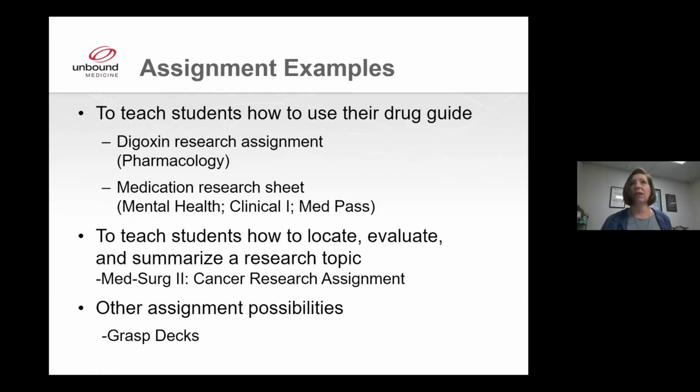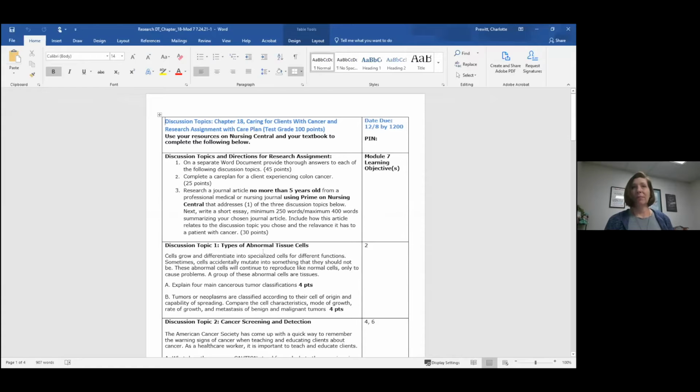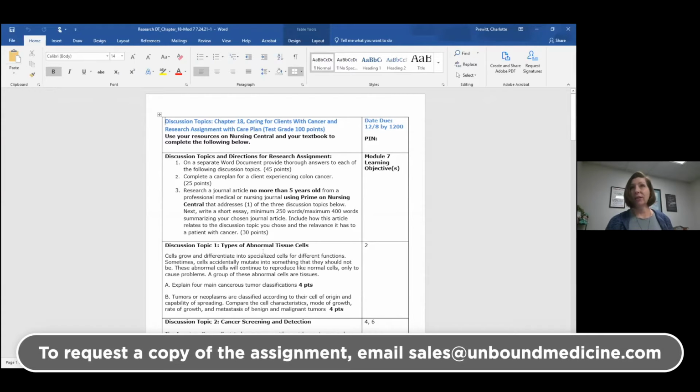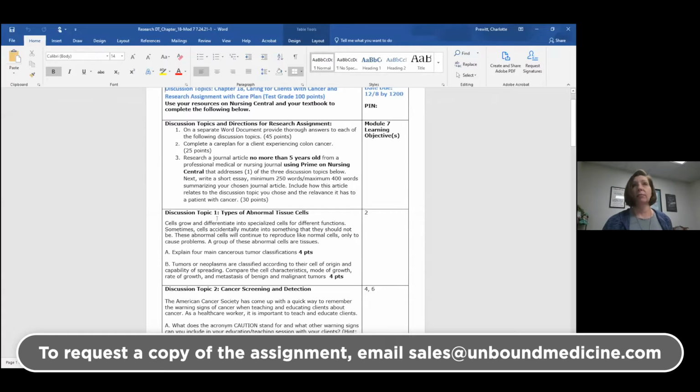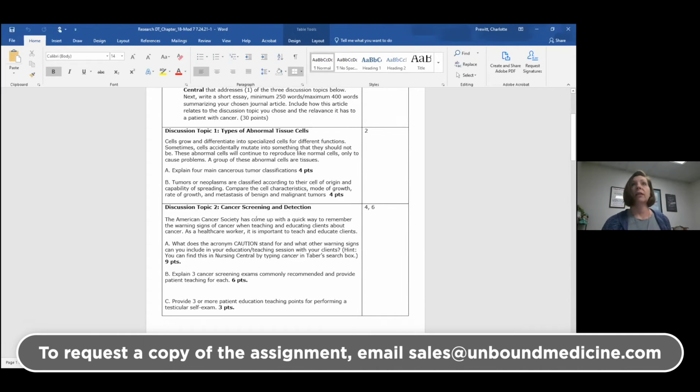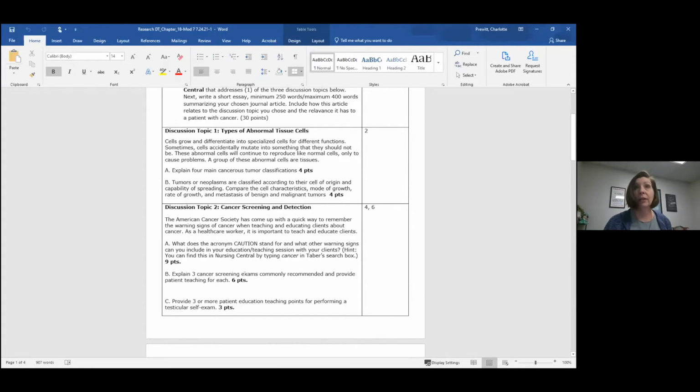This is our research assignment. So this is a test grade for my students, and I have them research discussion topics from their module related to cancer. The first part of it is discussion related to abnormal tissue cells, those cells that turn into cancer and how they're classified. The next one is cancer screening and detection. And what does the acronym CAUTION mean?